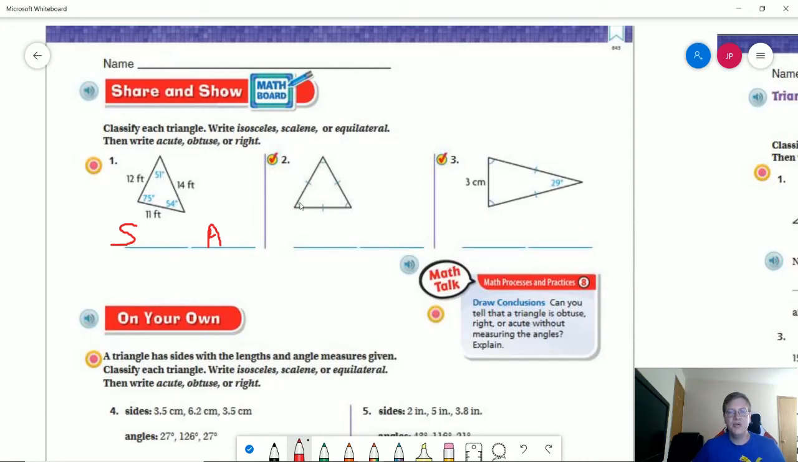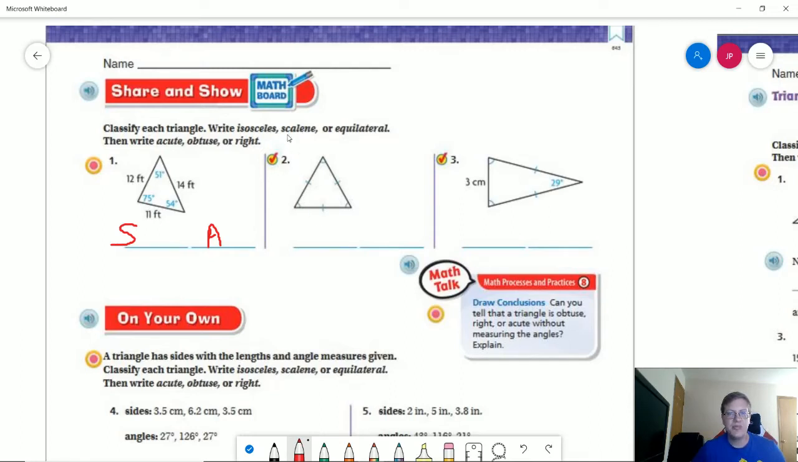Number 2, we have matching sides, we have matching angles, and that means all 3 of those are going to end up being less than 90 degrees. There's a reason for that, but we'll talk about that later.